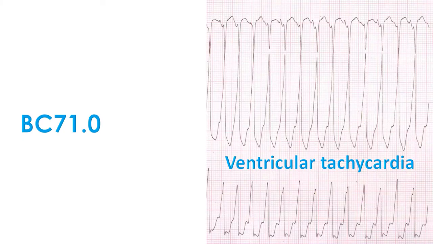Coding for heart rhythm disorders, cardiac arrhythmia, starts with BC60 for atrial premature depolarization, atrial ectopic beat. The commonest heart rhythm abnormality, ventricular premature depolarization, better known as ventricular ectopic beats, is coded as BC70. Ventricular tachycardia is coded as BC71.0 and the lethal ventricular fibrillation as BC71.1. These are very dangerous fast rhythms in the lower chambers of the heart.